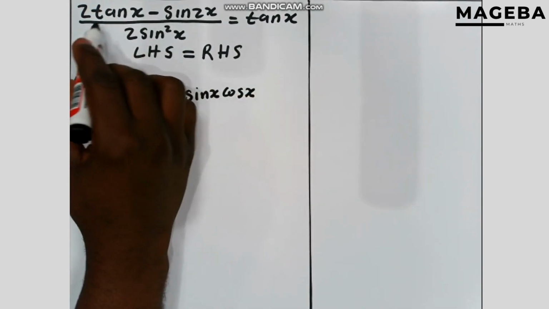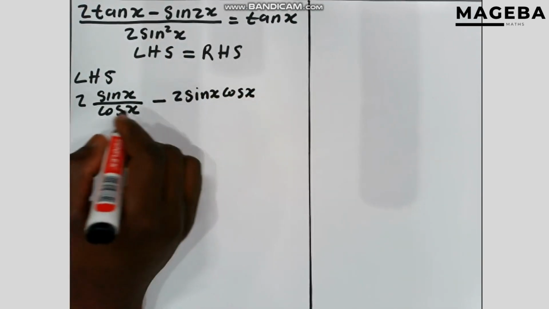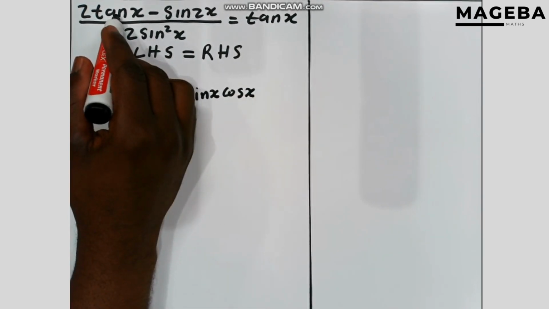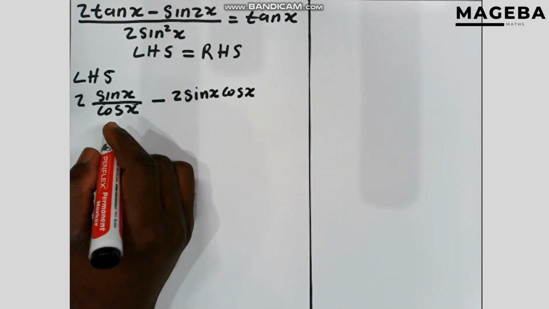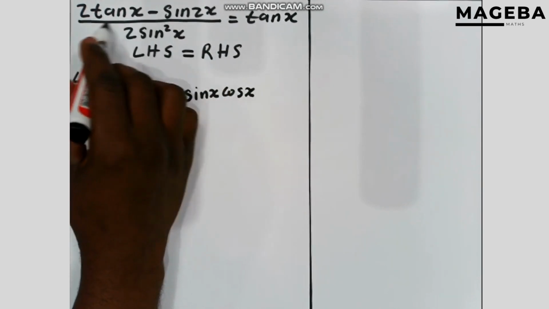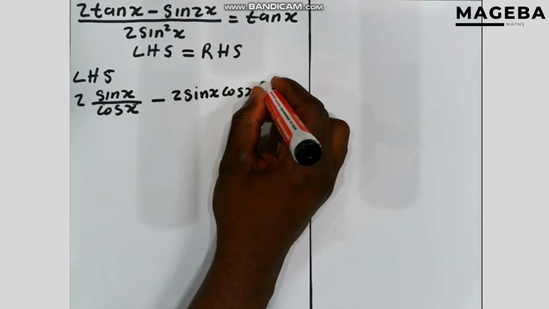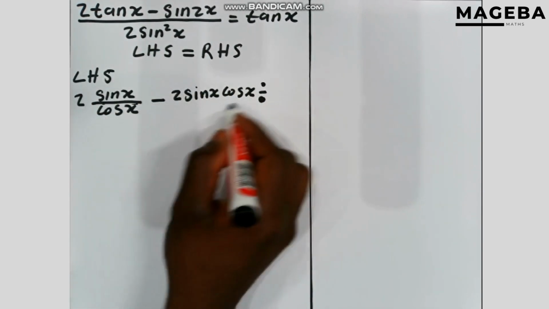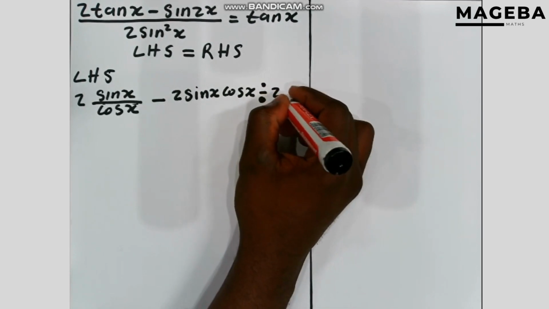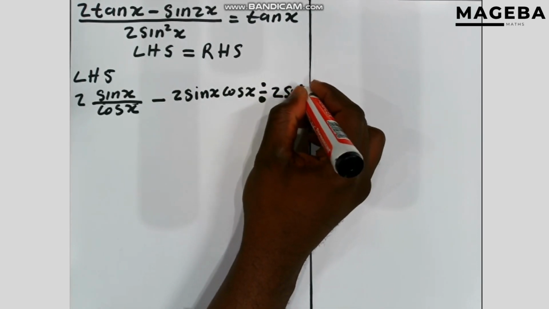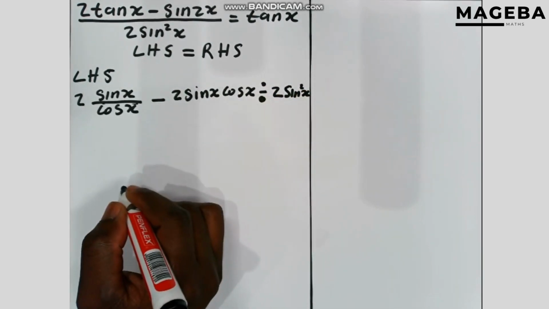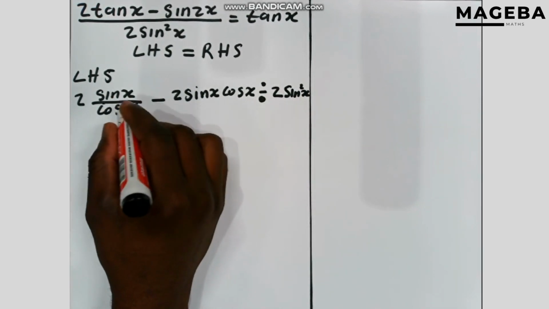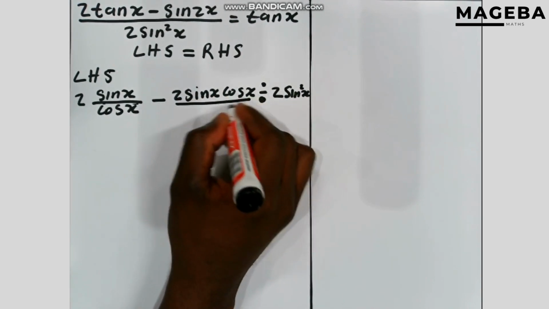Now we have this division sign here. I've already introduced this division sign because of this tan. Now what I'm going to do is put this big division sign here, which is dividing all this thing by what? By 2 sine squared x. I hope you understand that one.